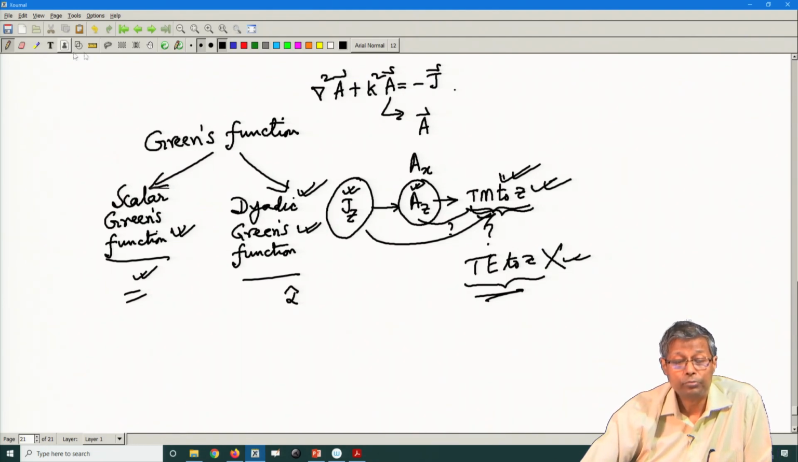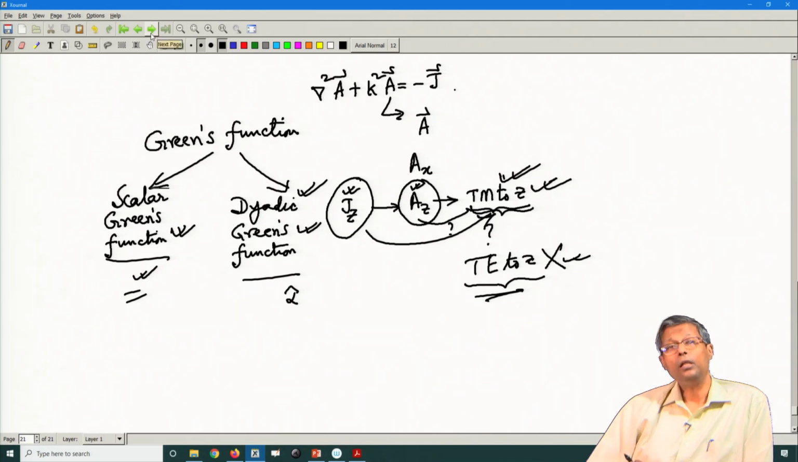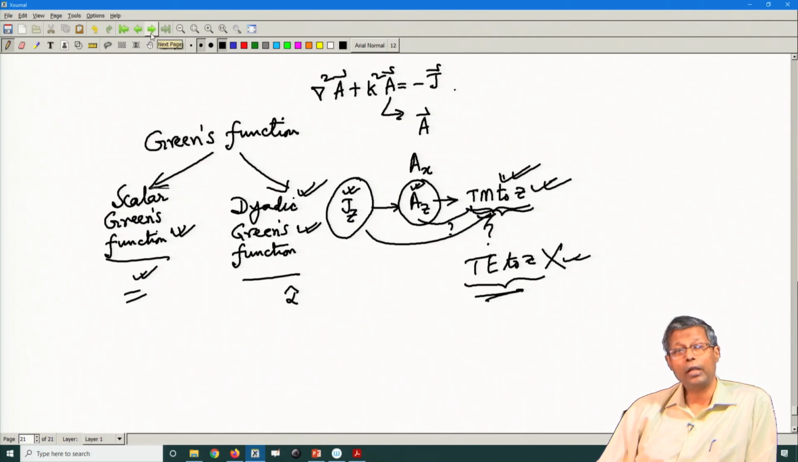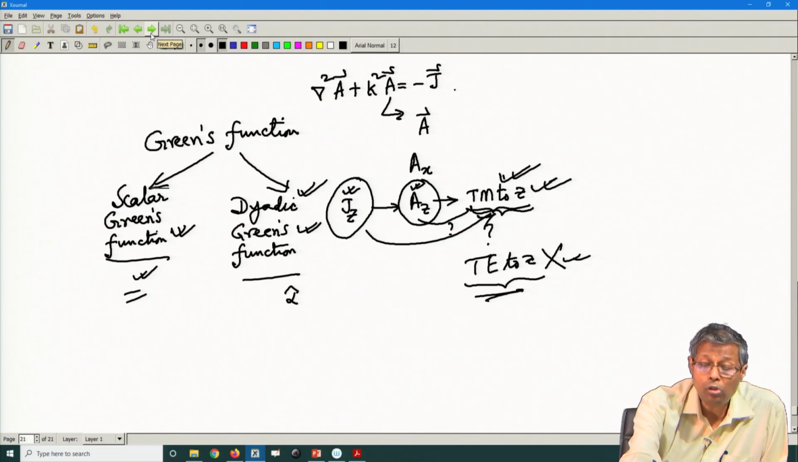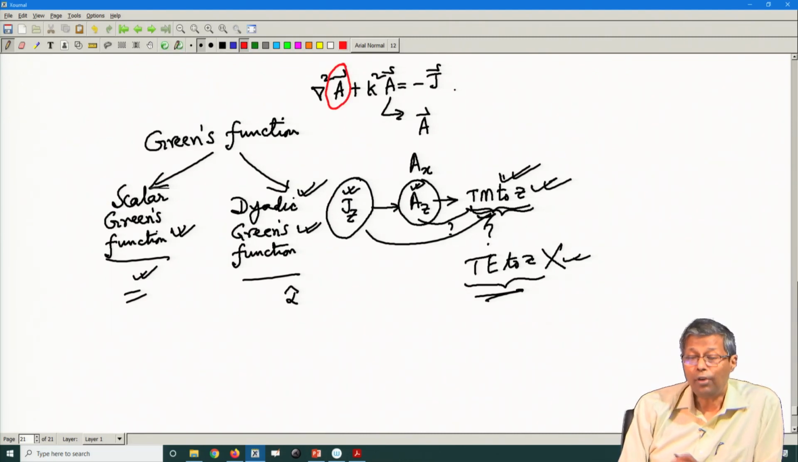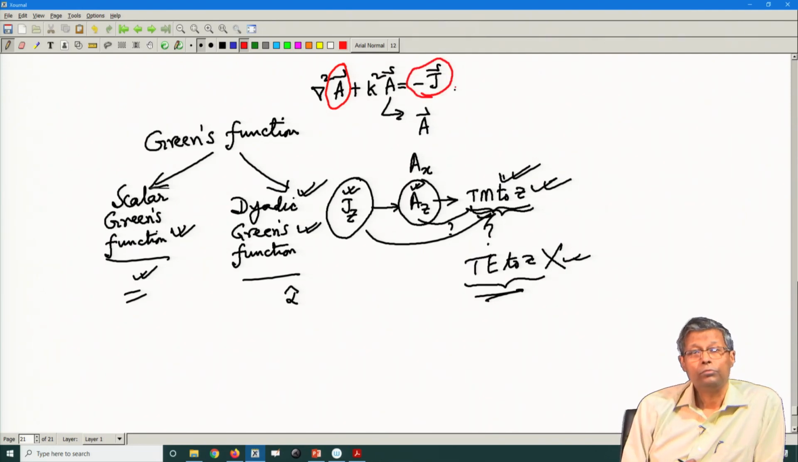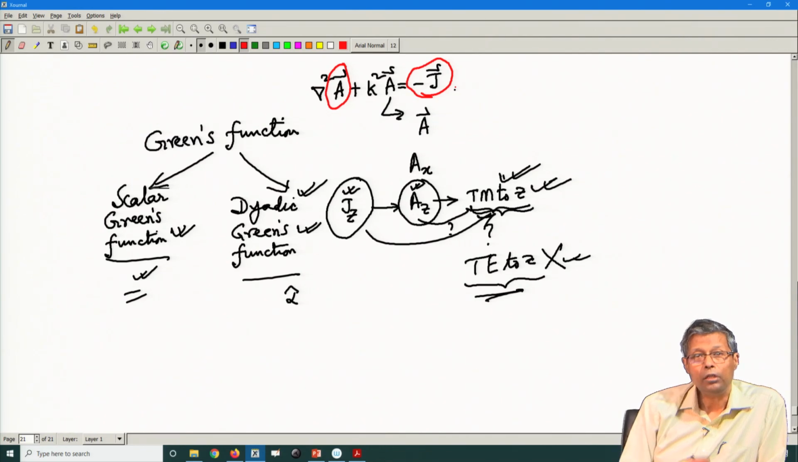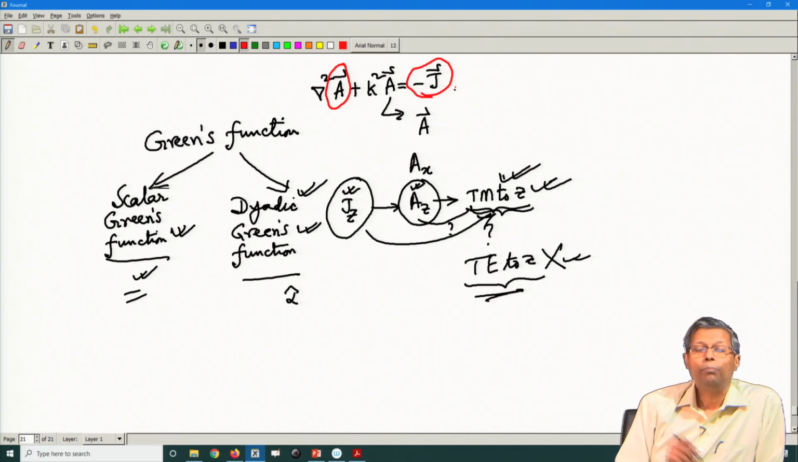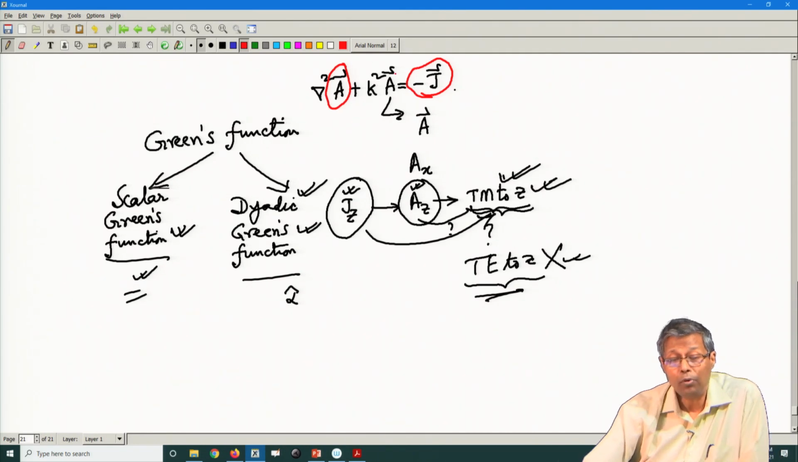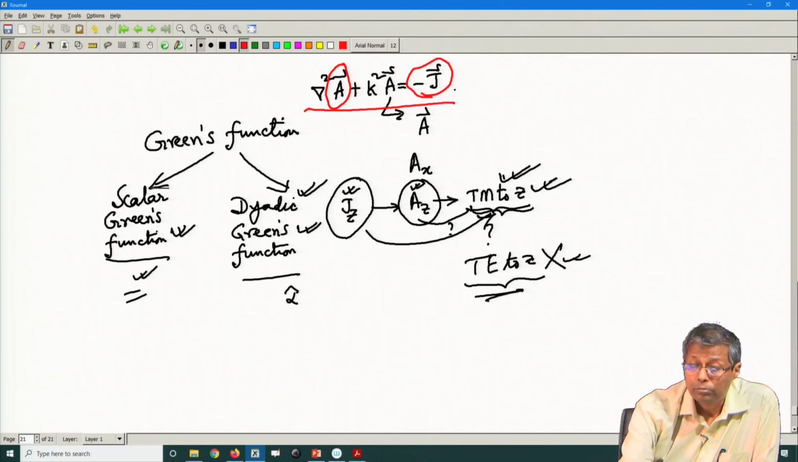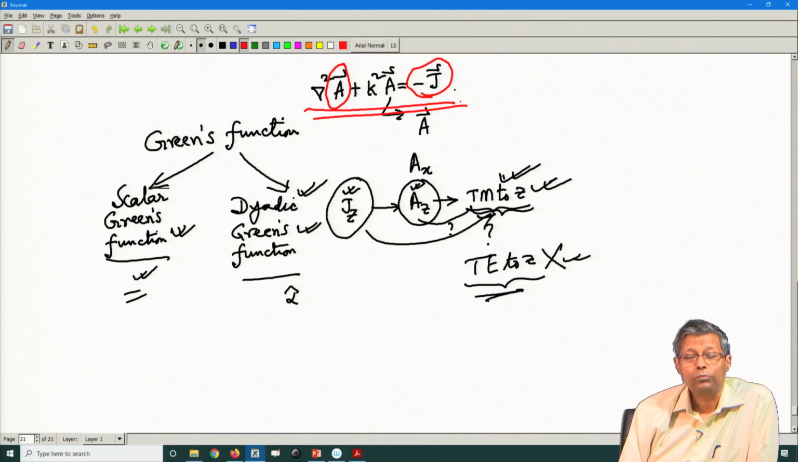Okay. So, the essential importance of the Helmholtz equation lies in the fact that our sole purpose now is to calculate A, given a current source J or a point source J, under the given boundary conditions. But now let us find out how we calculate the fields from this A.